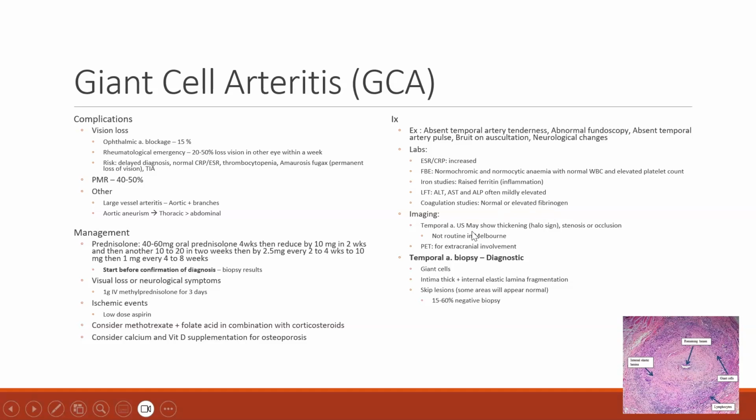Imaging: temporal artery ultrasound might show thickening, which is a halo sign, or stenosis or occlusion. This is not routinely done in Melbourne. They've been trialing it at MMC last year, I think. The diagnostic test is a biopsy of the temporal artery, but they also have skip lesions, so sometimes the result might come back negative. So we rely on clinical diagnosis a lot of the time and then repeat the biopsy again.